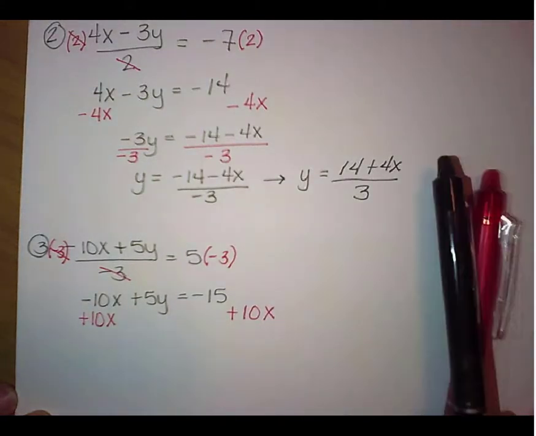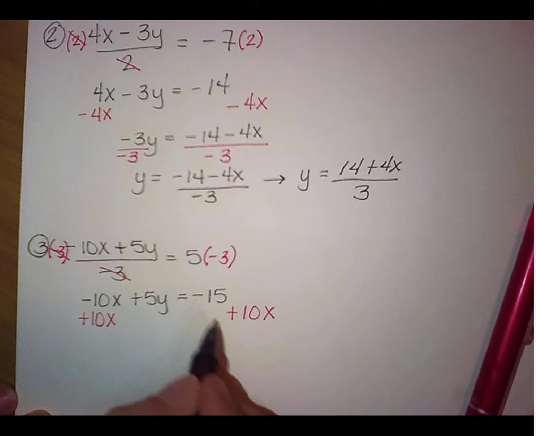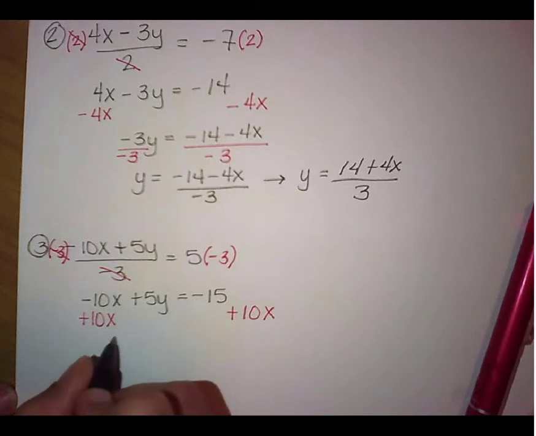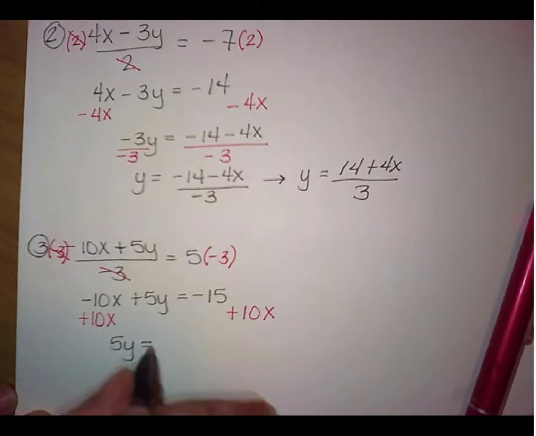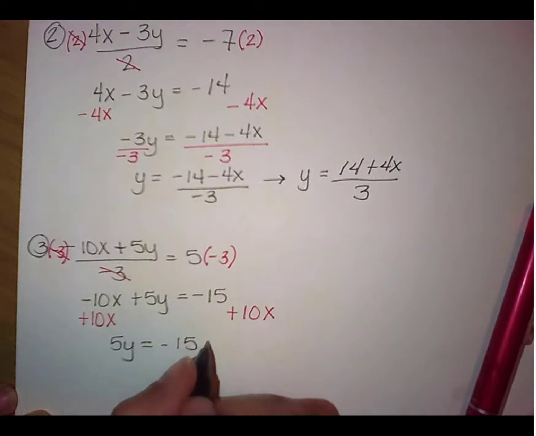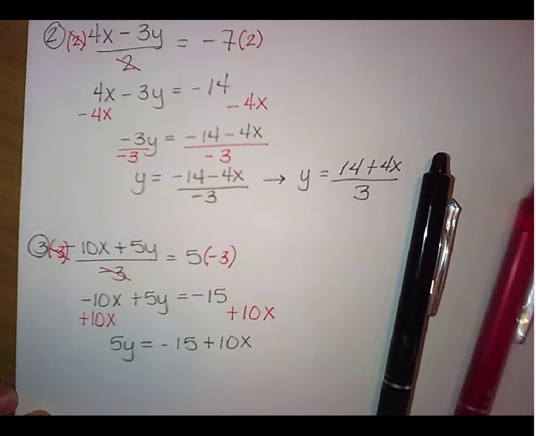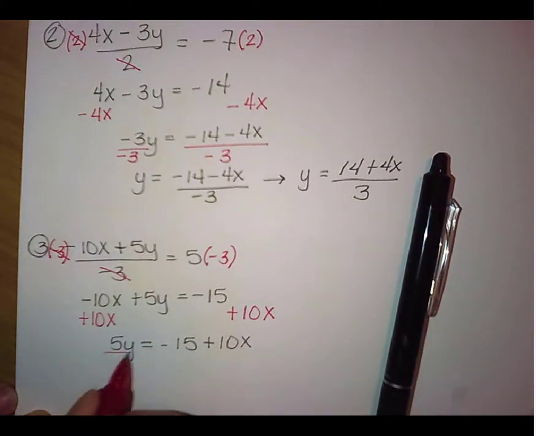Again, putting them off to the side because I can't actually add the negative 15 and the 10x. So 5y equals negative 15 plus 10x. And then the next thing we're going to do, we're going to get rid of that 5. So we're going to divide everything by 5.